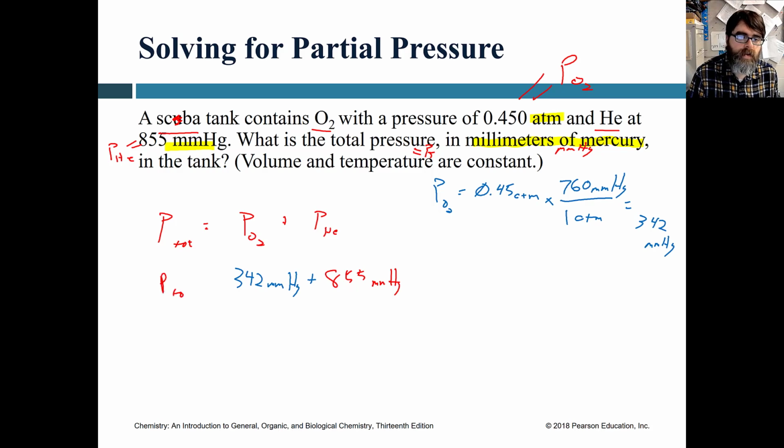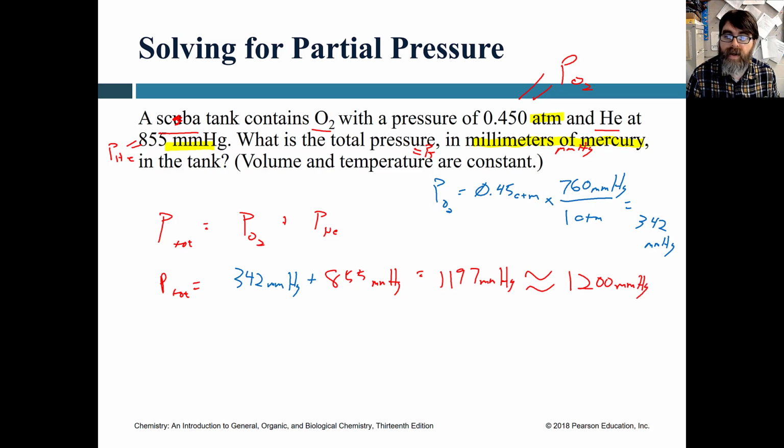And so our pressure total is going to equal then 1,197 millimeters of mercury, which with 3 sig figs is going to round off to 1,200 millimeters of mercury. Now, this is one of those awkward times where that one's our significant figure and that last zero is not. The bar over a non-ending zero can be used for that. Of course, we can turn this into scientific notation as well, 1.2 times 10 to the 3 millimeters of mercury to show our significant figures.